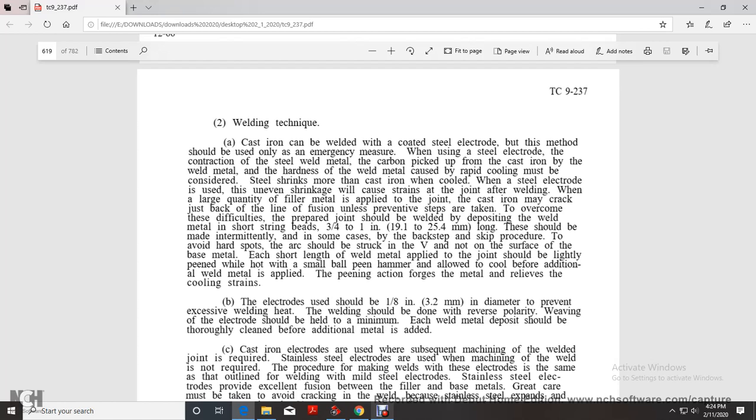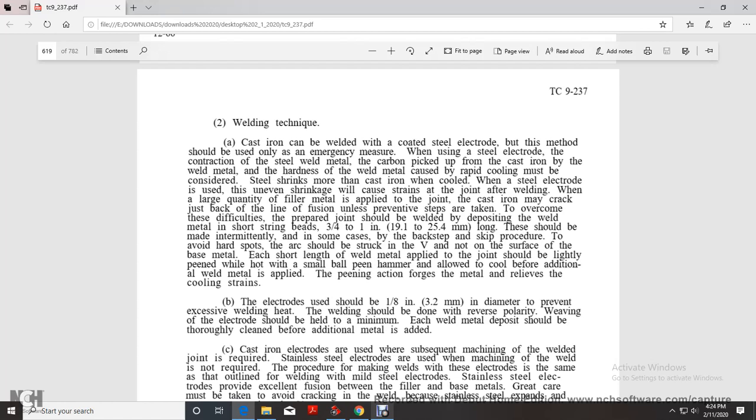When a large quantity of filler metal is applied to the joint of the cast iron, cracks may occur just back off the line of fusion unless preventive steps are taken to overcome these difficulties. The prepared joint should be welded by depositing the metal in short string beads 3/4 inch to 1 inch long. These should be made intermittently, in some cases using the back step or skip method, to avoid hard spots. The arc should be struck in the V and not on the surface of the base metal.